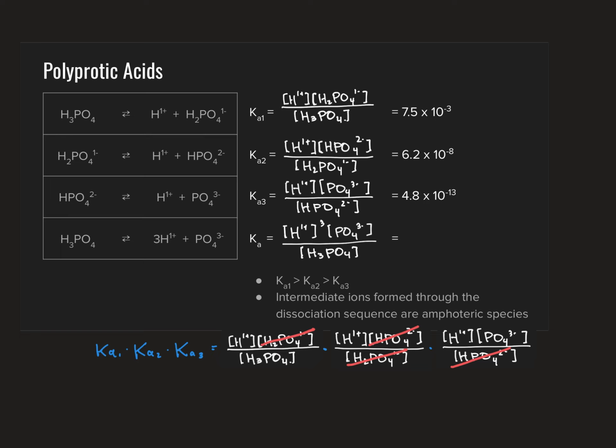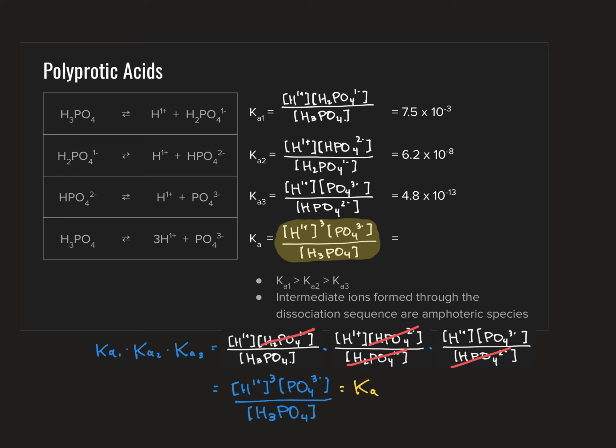And after making those cancellations, what you'll see left over is in our numerator, we've got 3 of those hydrogen ions showing up. That is to say, the concentration of hydrogen ion is going to be cubed. And also in our numerator, you'll see we've got the phosphate ion, PO4 3-. The only thing which is not canceled out of our denominators is the concentration of the molecular acid H3PO4, which leaves us overall with the concentration of hydrogen cubed times the phosphate ion over the concentration of the molecular H3PO4, which is the value of the overall Ka from our expression we just derived up above.